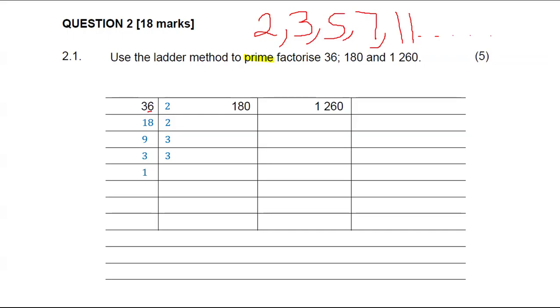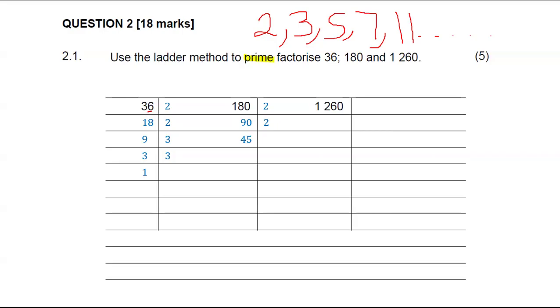What is the lowest prime? 2 is correct. 180 divided by 2 is 90. Then you divide 90 by 2. It'll give you 45. Then you divide 45 by 2? No. If you take 45 and divide it by 2, it'll give you 22.5, which is a decimal. So it can't be 2.